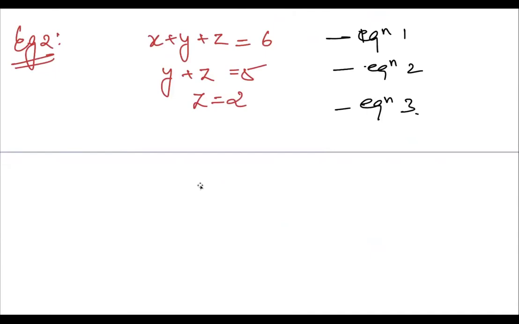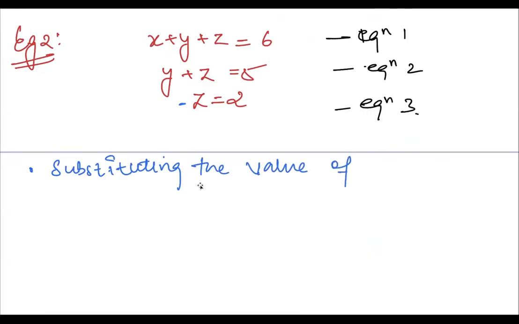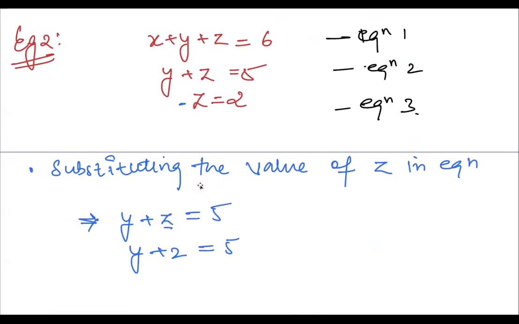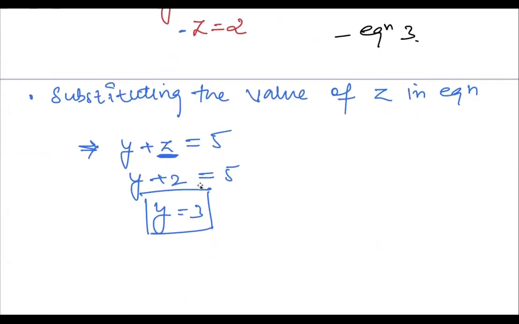So what I'll do is, can I substitute this value in here? Please tell me, can I substitute equation 3 in equation 2? So substituting the value of z in equation 2. What is our equation 2? y plus z is equal to 5. y plus 2 is equal to 5. So we have substituted our value here. So y is equal to 3. Okay, so we know that z is 2 already and y is 3.